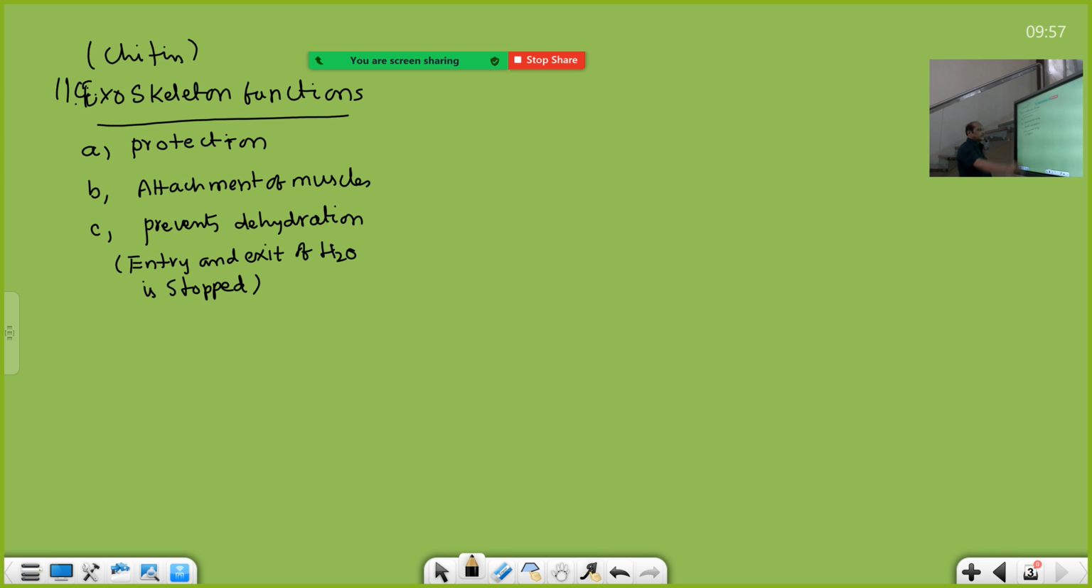You write this point also. Don't forget about the chitin. It is made up of a complex of polysaccharides. In biomolecules you will come to know about chitin also; there it is discussed. So the 11th point is a very important point regarding the functions of the exoskeleton. Statement type questions are given, so try to remember this.